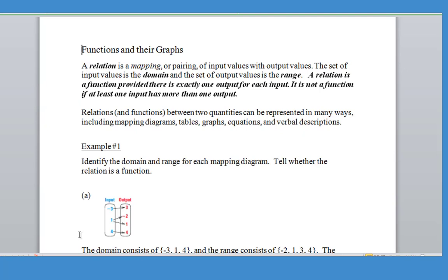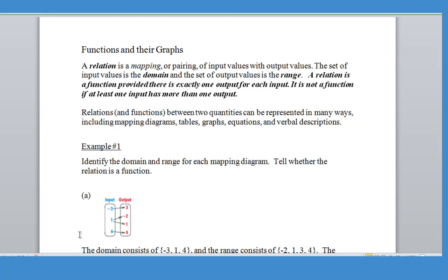Now, if we want to take a relation and make it a function, the relation is a function provided it has exactly one output for each input. So it's not a function if at least one input has more than one output. So basically, if you see the input twice, then it cannot be a function. And so we're going to learn many different ways to identify that situation.